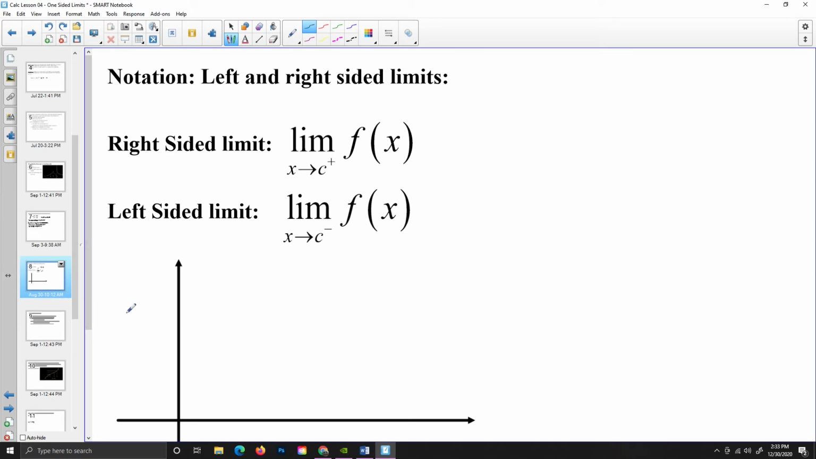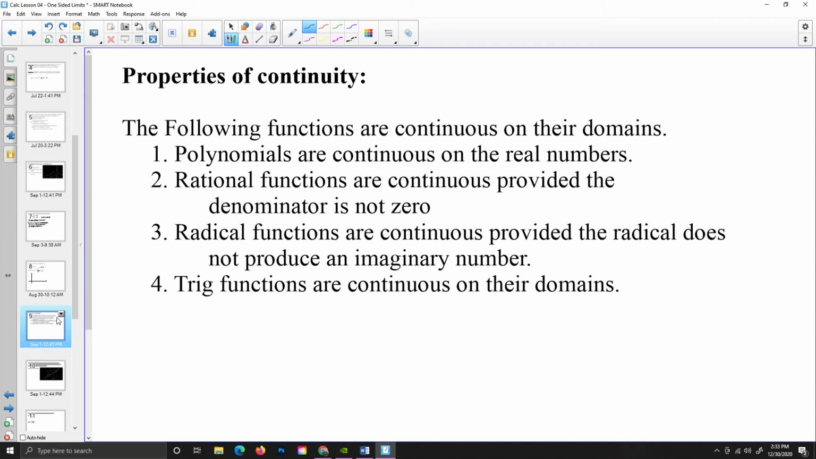So the right-sided limit says the limit as x goes to c from the right-hand side of f of x, and the left-sided limit is notation for the limit as x goes to c from the left-hand side of f of x. Properties of continuity. The following functions are continuous on their domains.